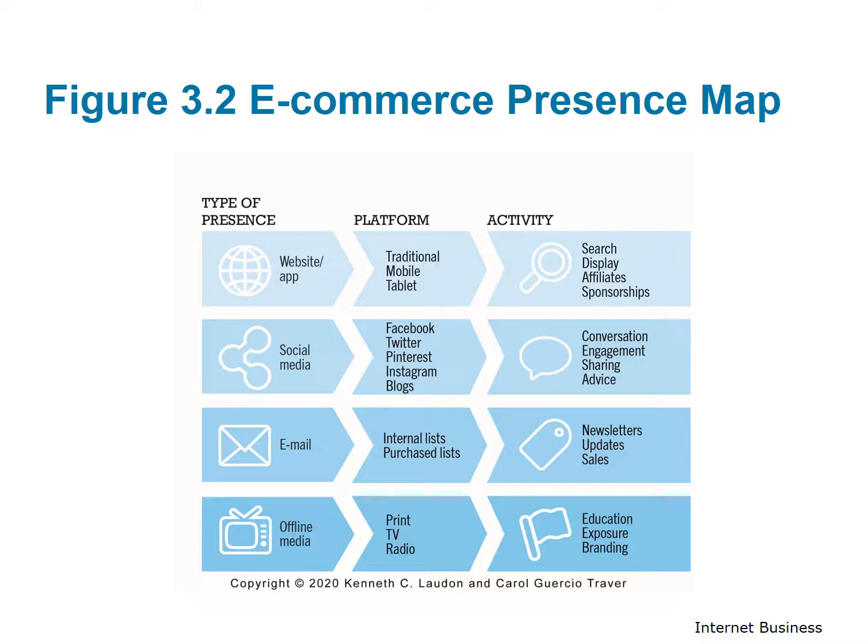Figure 3-2, e-commerce presence map. An e-commerce presence requires a firm to consider 4 different kinds of presence and the platform and activities associated with each type of presence. Full description: a diagram map, the activity and platform associated with each type of presence.